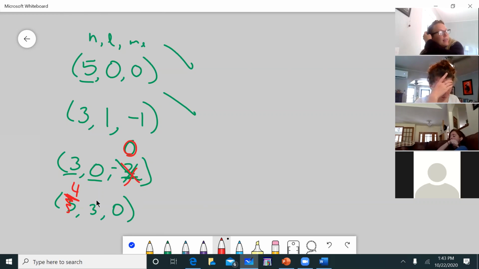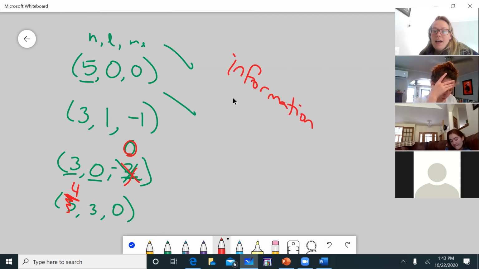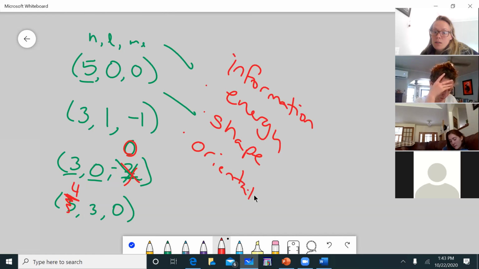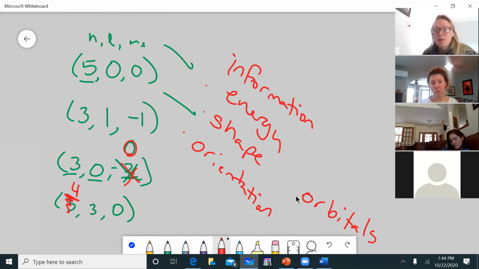So these numbers seem silly and don't make sense, but all this is giving us information on the energy, the shape, and the orientation of our orbital. So it's a way for us to describe our orbital. Instead of saying, oh, I'm on the 5th floor and my shape is a dumbbell and it's in the orientation that points in that direction, we can give numbers that tell us the same thing. It is what it is.